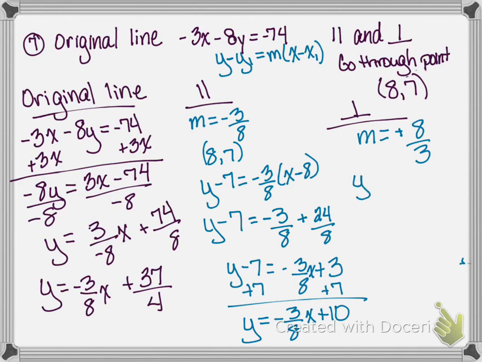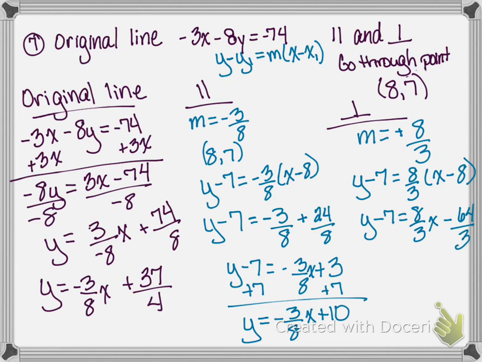So I have my y minus 7 equals 8 over 3 times x minus 8. This one does not come out as pretty. So I get y minus 7 equals 8 over 3x minus 64 over 3. Okay, so definitely a little bit icky.